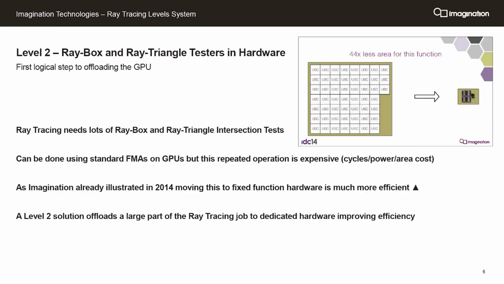So level two basically means that it's the lowest level of hardware-specific testing, which is where the intersection between the triangles and the rays happens. If you can do that in hardware, then you've made a big step forward, because now you've moved away from traditional GPU rasterization technology, and you're now saying, hey, I'm going to worry about how these rays interact, how they intersect with the objects in the scene. So that's level two. If you've got level two hardware in there, that means you've actually got specific hardware, and it's doing the barest minimum that hardware can do to do ray tracing.